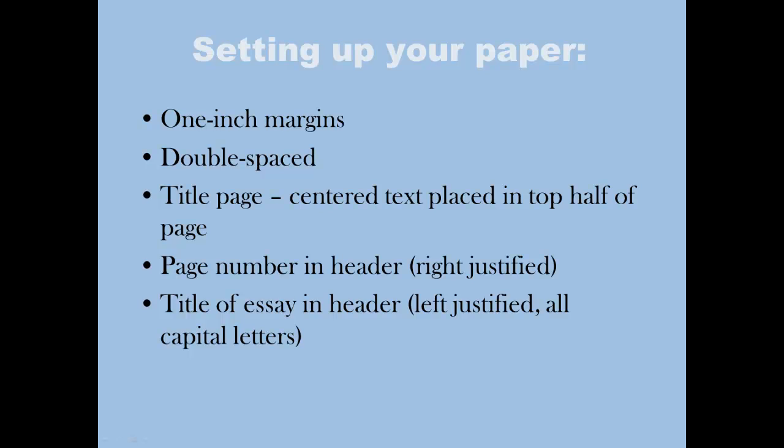So, basic formatting things that we need to make sure that we take care of: 1-inch margins, double spaced, title page with centered text placed on the top half of the page. Page numbers are in the header, right justified, and your running header, the title of your paper, is left justified in all caps. These are things that need to be done for every submission.